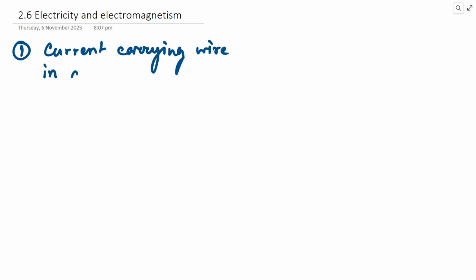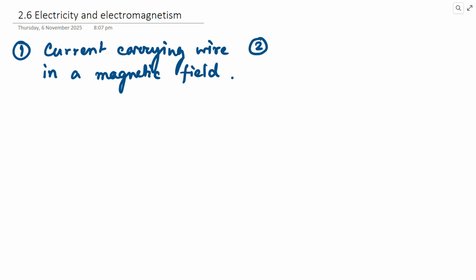Now, overall, there are four main topics that we have to learn in this part of the standard. So, let me quickly summarize what these four main topics are. Number one is current carrying wire in a magnetic field. And in this part, we are going to look at the interaction of this current carrying wire with an external magnetic field.